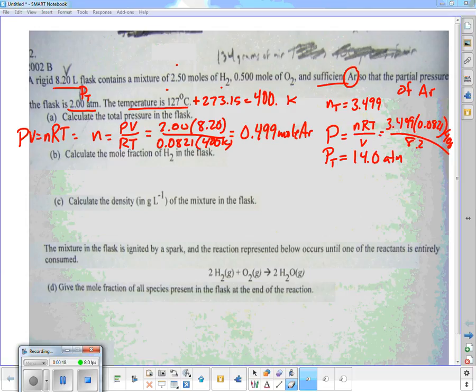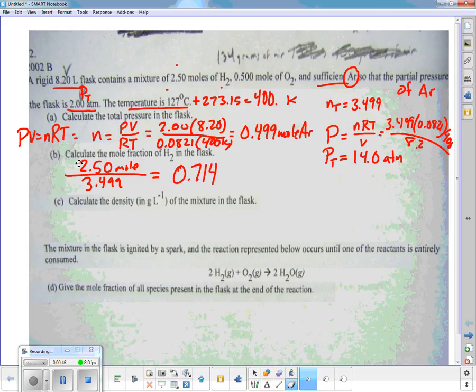On B, we're going to calculate the mole fraction of H2. So all we have to do is take the moles of H2, which is 2.50 moles, and we divide it by the total moles, 3.499. That's it. So what do we get? Okay, and there's no unit on that because the moles will cancel.